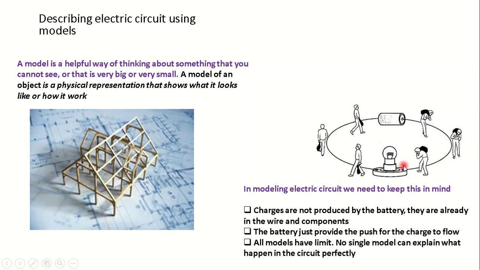In modeling electric circuit, we should take note of these facts here. This, for instance, is a simple model of an electric circuit, but in modeling electric circuit, these facts must be noted. Charges are not produced by the battery. They are already in the wire. Remember, electrons are present in all conductors and even in insulators, but they are free to move in conductors. The battery just provides a push for the current to flow.